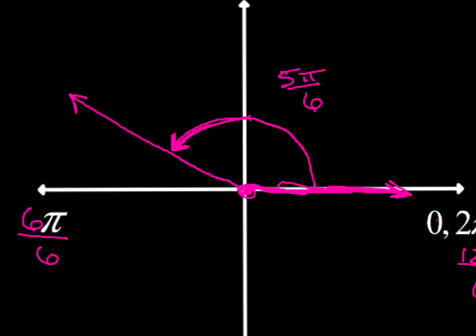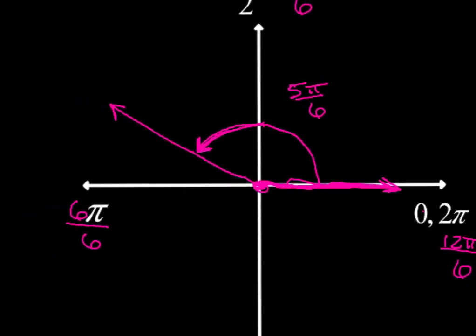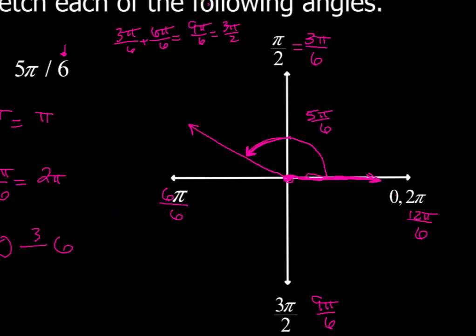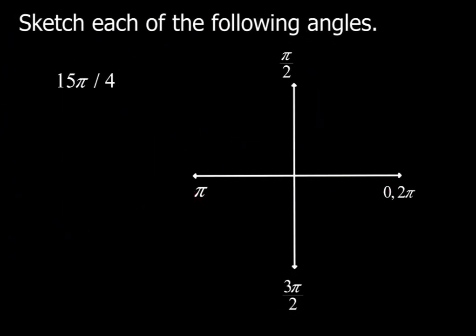It doesn't have to be exact, because all you're asked to do is just sketch the following angles. All right, so here's 5 pi over 6. Now the next one we're going to do is going to be 15 pi over 4.